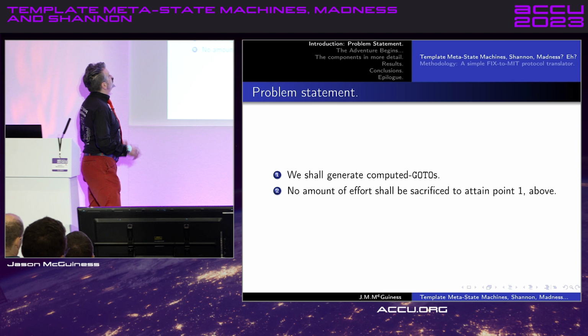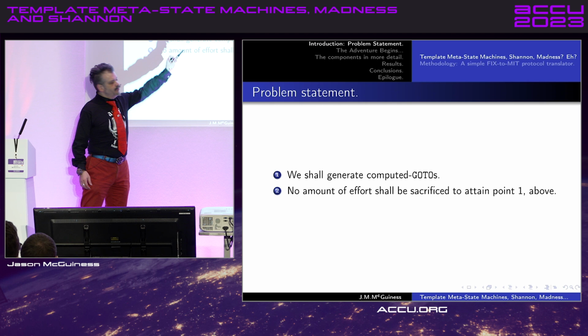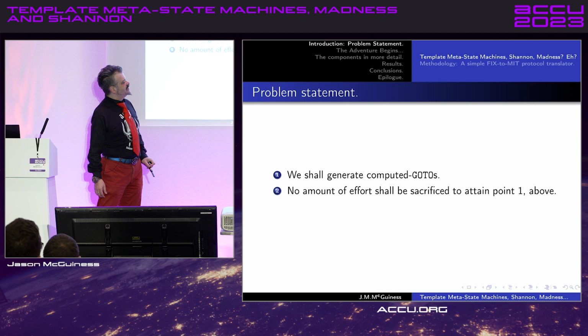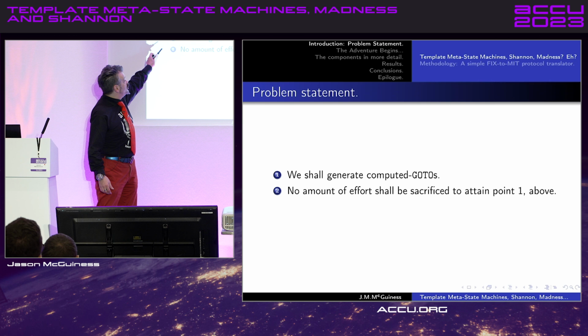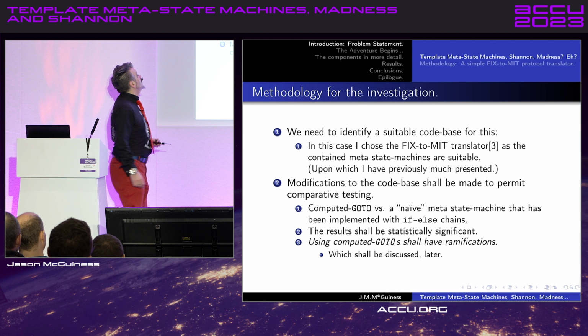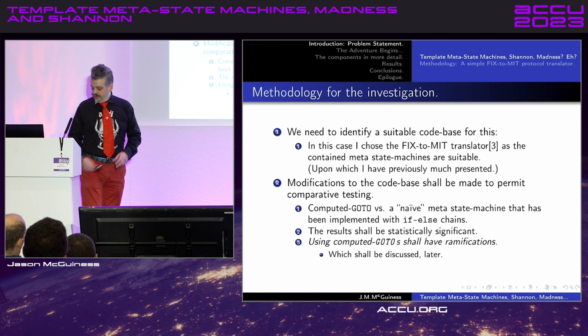Right, so my problem statement is this. One, we shall generate computed GOTOs. Two, no amount of effort shall be sacrificed to attain point 1 above. Obviously, there's the implicit 3 here, GOTO 1. And that wasn't computed. So, my methodology. What we need to do is identify a suitable code base.